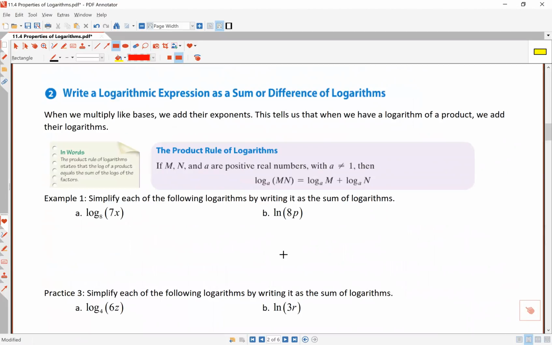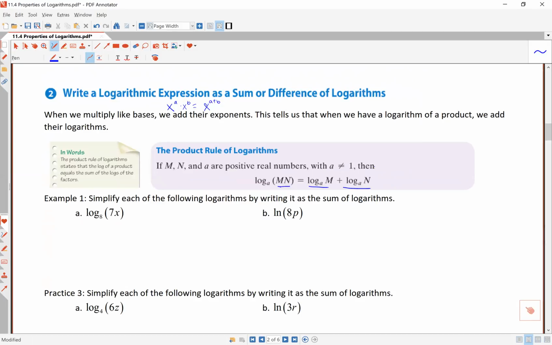Remember that when we multiply like bases, we add those exponents. And now, since logarithms are exponents, when we multiply like bases, we add their exponents. So this tells us that when we have a logarithm of a product, we're going to add those two logarithms, which are exponents. Because we multiply with like bases, adding exponents, we add the logarithms when we multiply.